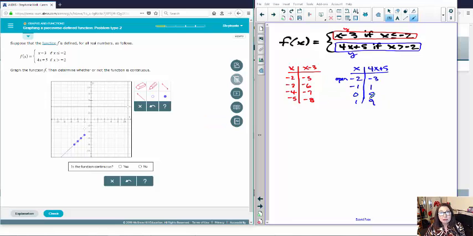Now, the rest of these are actual ordered pairs. They're not open circles. They're included in these x values that are greater than negative 2. So, negative 1, 1 gets a regular point, we could call it that. 0, 5 gets a regular point. And 1, 9. Oh, I put that at the wrong place.